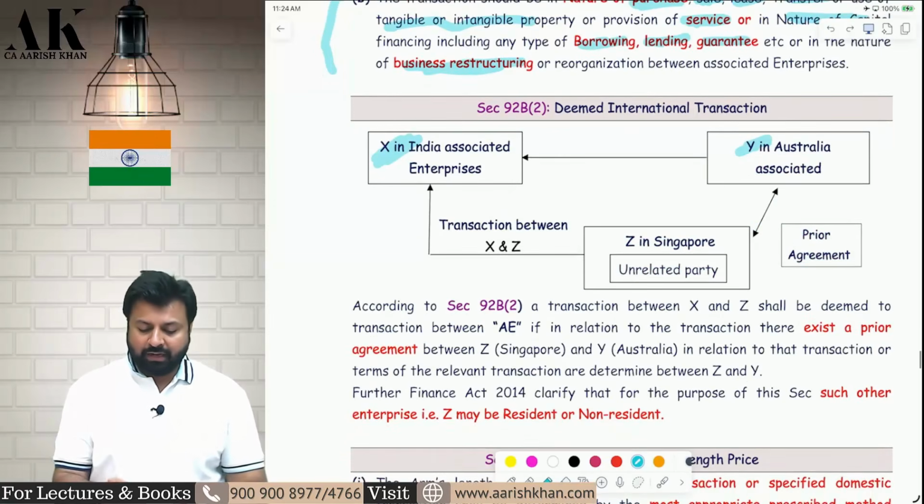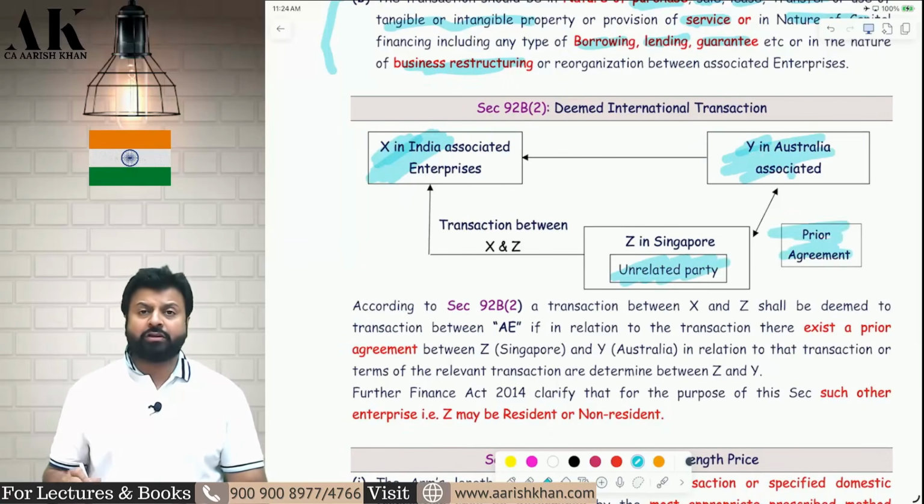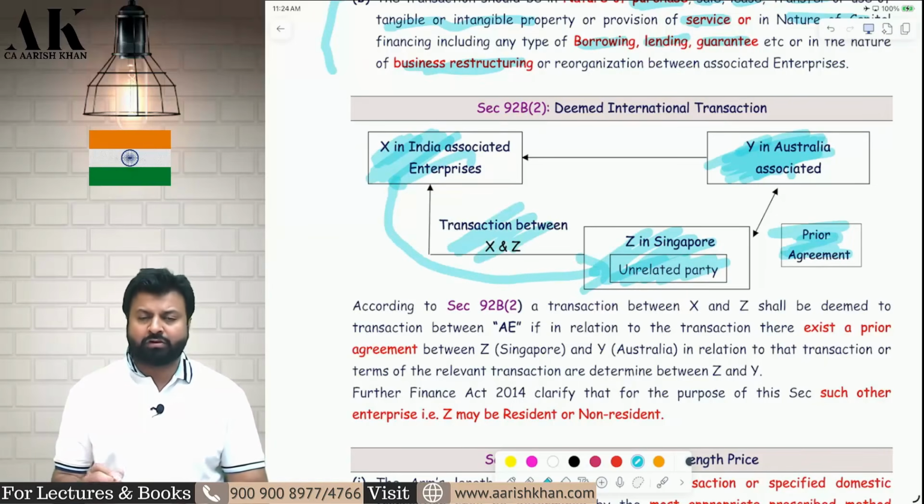What provision? If any entity enters into a transaction with a third party and the third party already has a prior agreement with your associate enterprise, if you enter into a transaction with a third party like Z and that Z already has a prior agreement with your associate enterprise, then the transaction between you and that third party will be deemed to be an international transaction. And in that, one more catch is that the residential status of Z is not relevant. If Z is non-resident, then also it is a deemed international transaction. If Z is resident, then also it is a deemed international transaction.